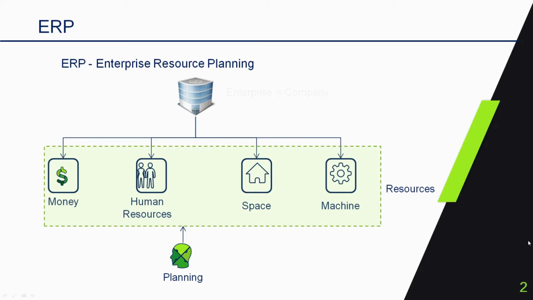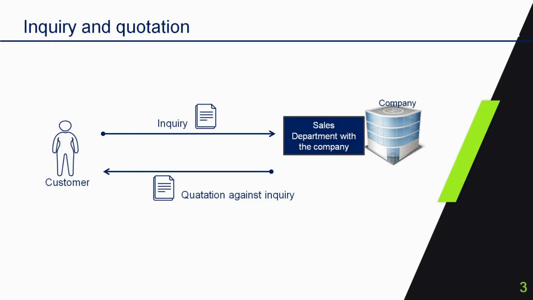Business needs resources in order to do business, such as employees, machinery, money, and working spaces, and a company needs planning to manage these resources. This planning process is called ERP. Let's understand the SAP process in detail.